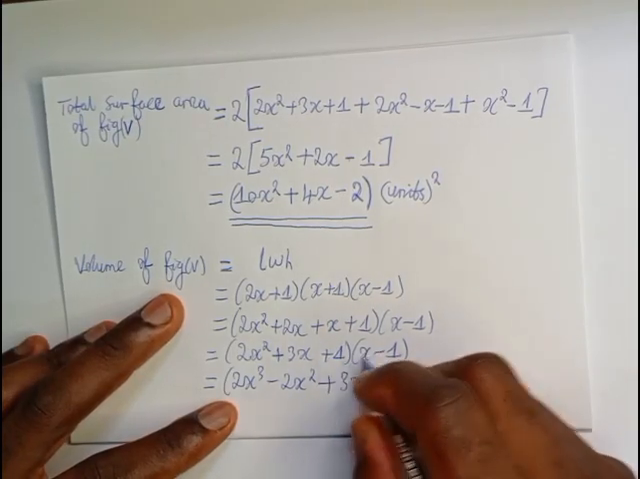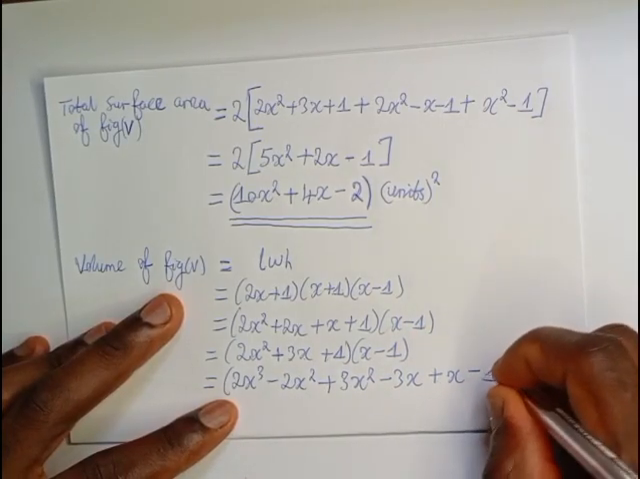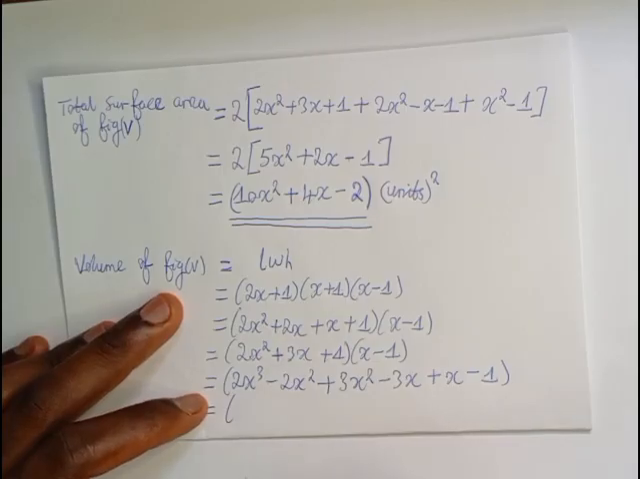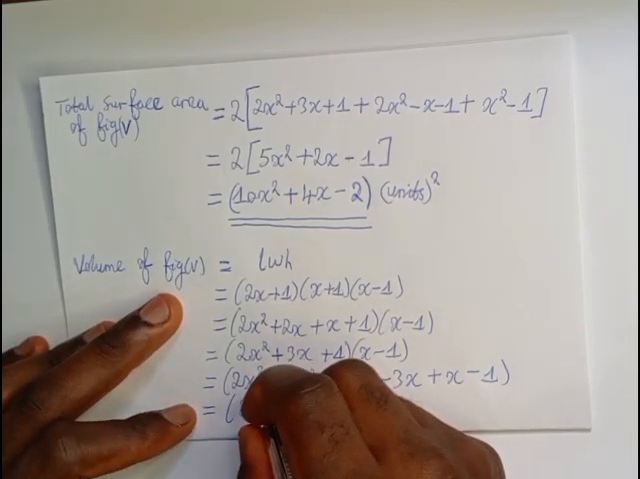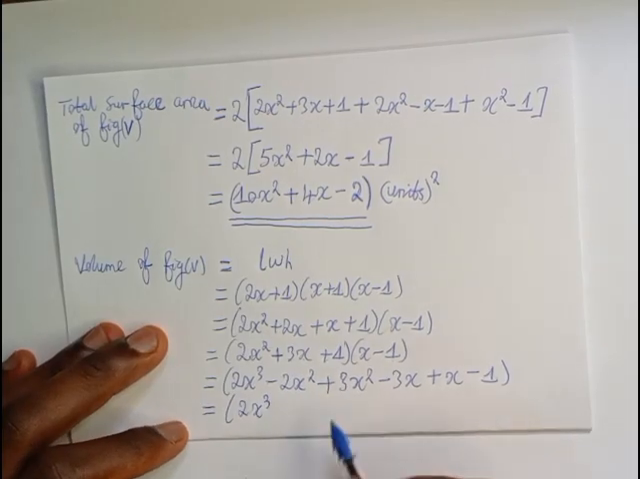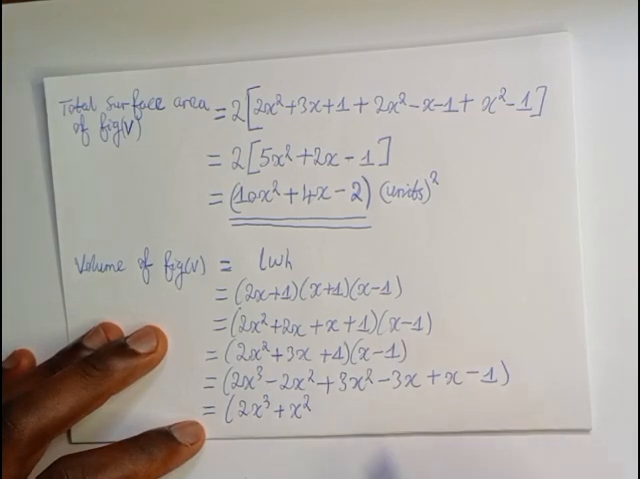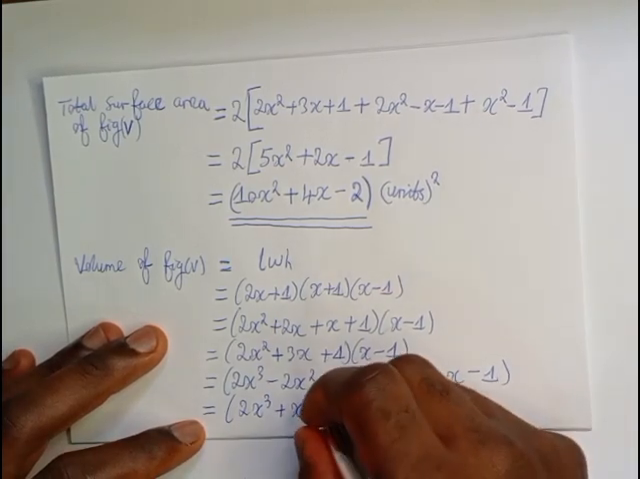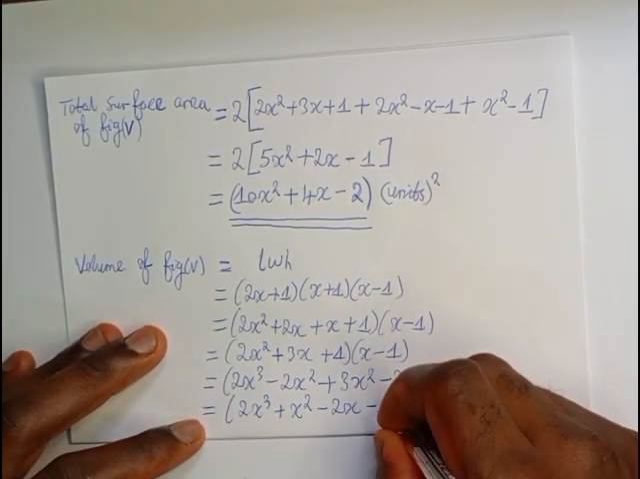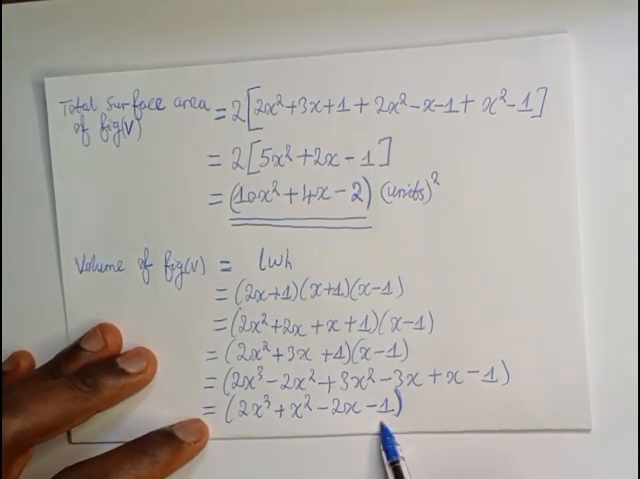We go now to 1. 1 times x plus x. 1 times negative 1 minus 1. And this will simply be equal to, we are going to add the like terms, 2x cubed. Next, the terms in x squared, negative 2x squared plus 3x squared gives us plus x squared. We move now to the terms in x, negative 3x plus x gives us negative 2x, minus 1. Close the bracket. This is the volume of figure 5.